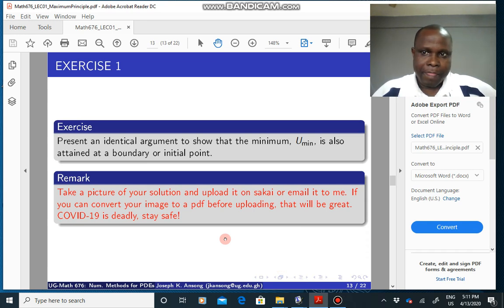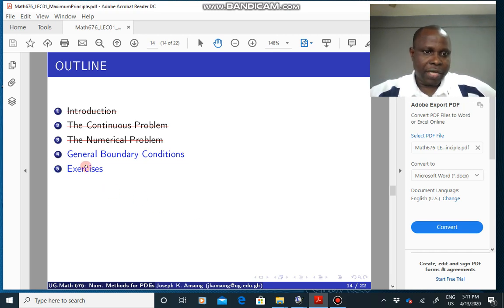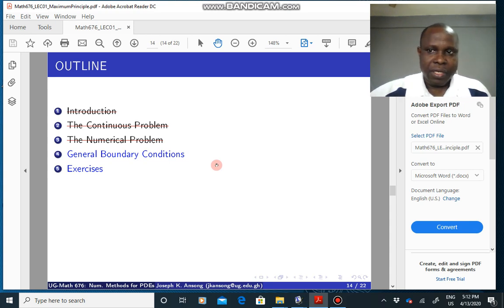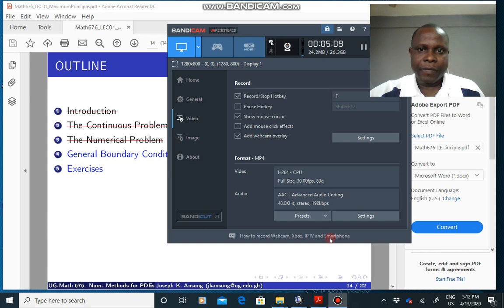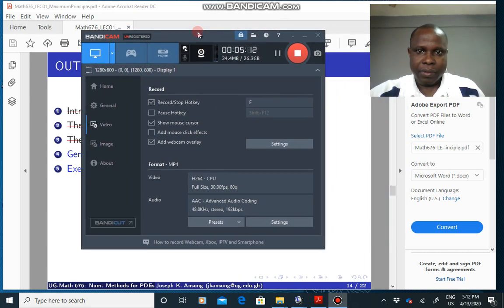So that is about the maximum principle. In the next video we'll look at general boundary conditions. Specifically, we want to look at derivative boundary conditions, because that is important. So far we've been looking at the Dirichlet boundary conditions, where the value of the solution is given at the boundaries. And now what happens if you have derivatives at the boundaries, so-called Neumann boundary conditions. So in the next video, that is what we'll be discussing. I'll stop this so that I can start a new video with it.